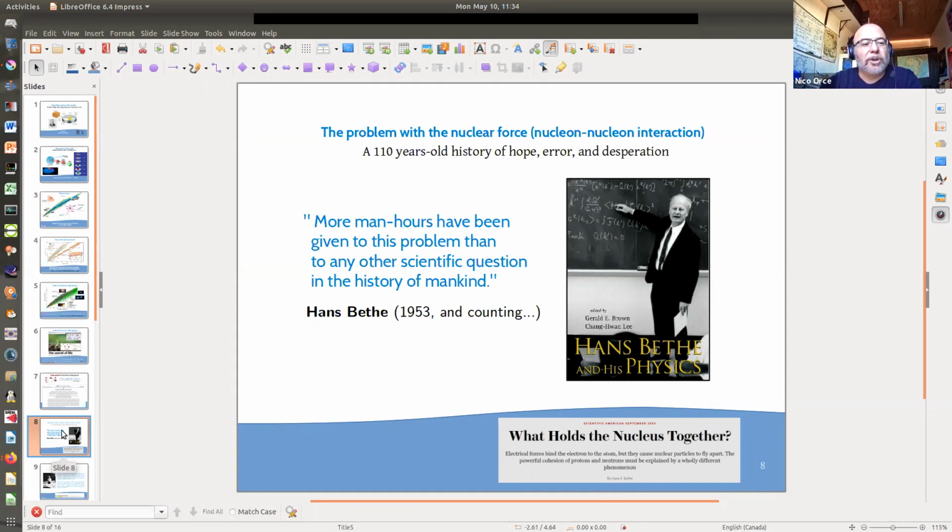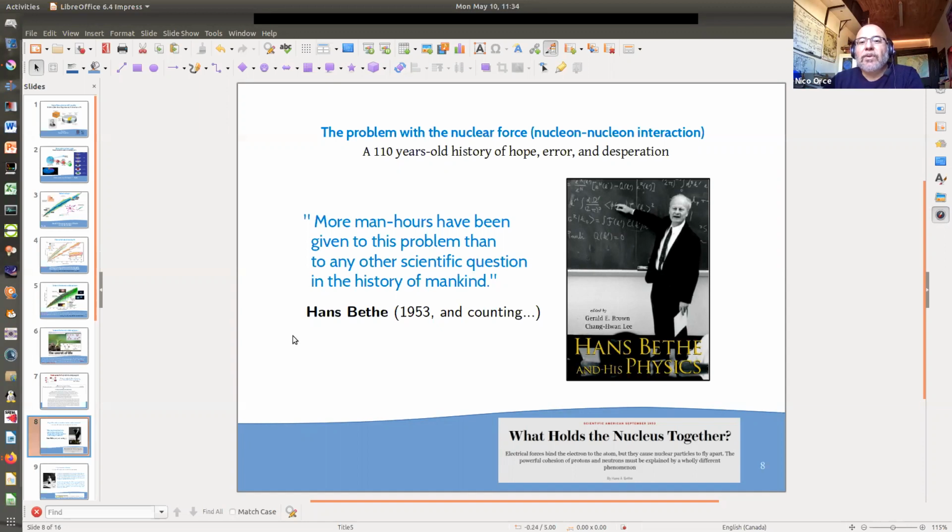You know what is the Coulomb potential, right? Or you know what is the gravitational potential. But for the nuclear force, it is more difficult. And no one has so far come with a final solution to this issue. This was said in 1953 by one of the fathers of nuclear physics and nuclear astrophysics, that more man hours have been given to this problem, or trying to understand the nuclear force, than to any other scientific question in the history of mankind. This remains true nowadays.